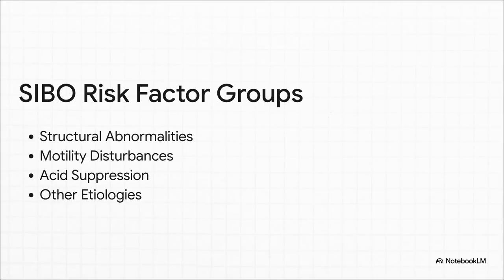It really boils down to four main categories of risk. First, you've got structural problems, things that create little nooks and crannies where bacteria can hide and multiply. Second, motility issues. The gut's cleanup crew just isn't moving things along fast enough. Third, not enough stomach acid, which is usually the first line of defense. And fourth, other systemic diseases that just throw the whole gut environment out of whack.